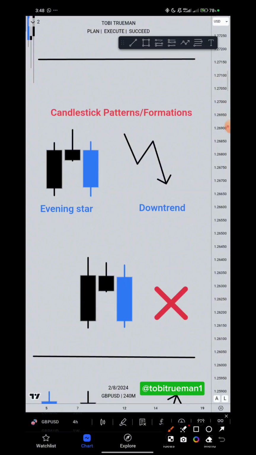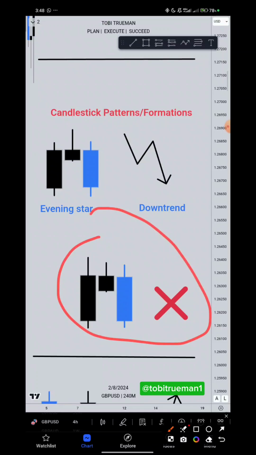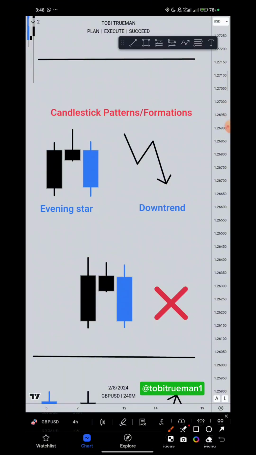Sometimes you see this type of pattern formation in the market, and this is not an evening star candlestick pattern, whereby you see the first candlestick's wick is much higher than the middle candlestick. And then the number 3 candlestick's wick is probably the same height as the middle candlestick wick, and that is not supposed to be so. This is the right formation to draw, like I've explained: 1, 2, and 3, where the number 2 candlestick's wick is much higher than number 1 and number 3.